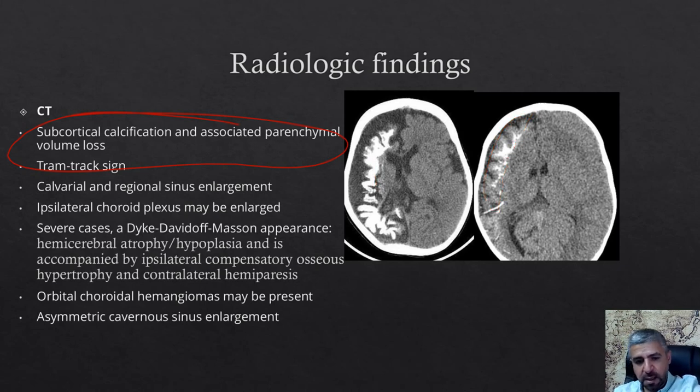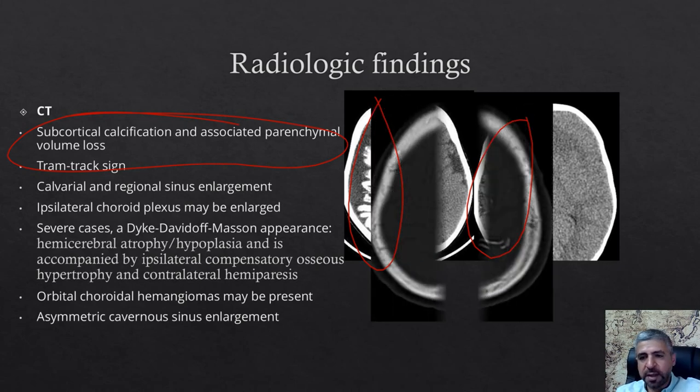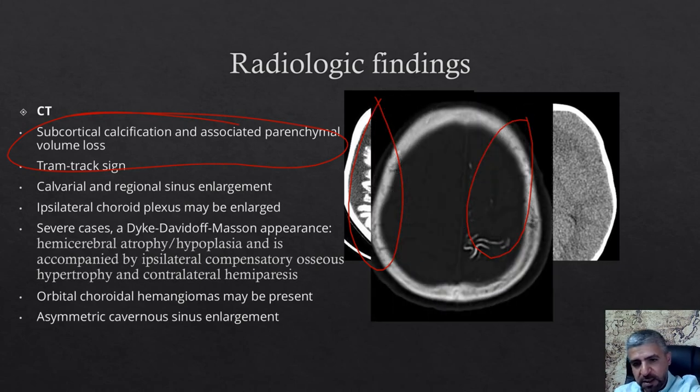The patient started like this, and then he had this abnormality. You also have what's called the tram track sign, as you can see here on the bone window. It's very obvious. You have two lines parallel to each other like this, and this is what's called the tram track sign. It is very typical of Sturge-Weber syndrome.